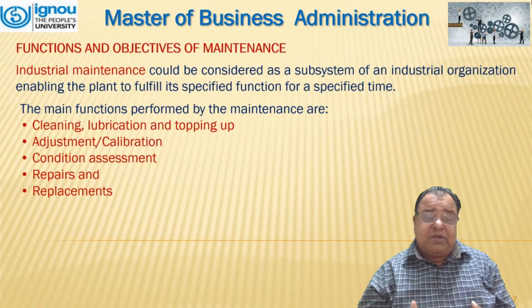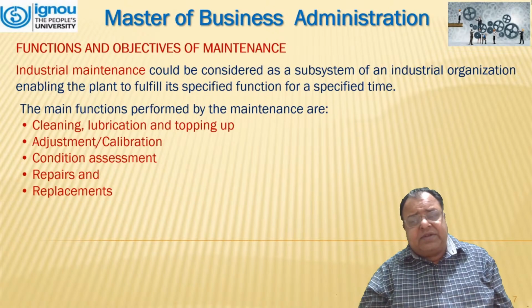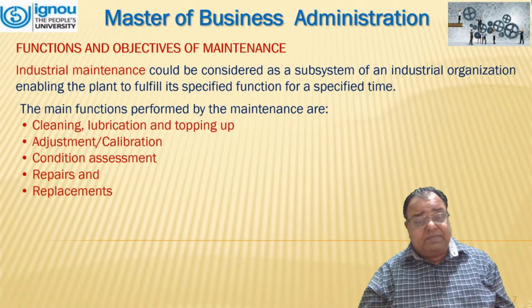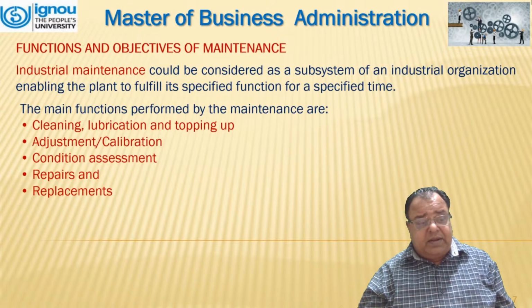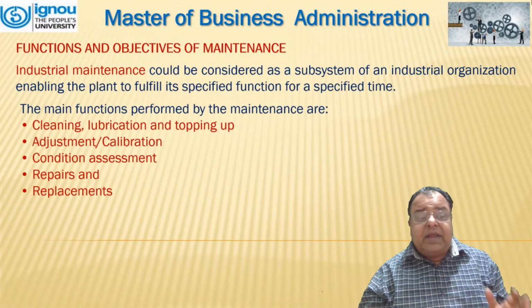What are the functions and objectives of maintenance? Industrial maintenance could be considered as a subsystem of an industrial organization, enabling the plant to fulfill its specified functions for a specified time. The main functions performed by maintenance are cleaning, lubrication and topping up, adjustments or calibration, condition assessment, repairs and replacements.